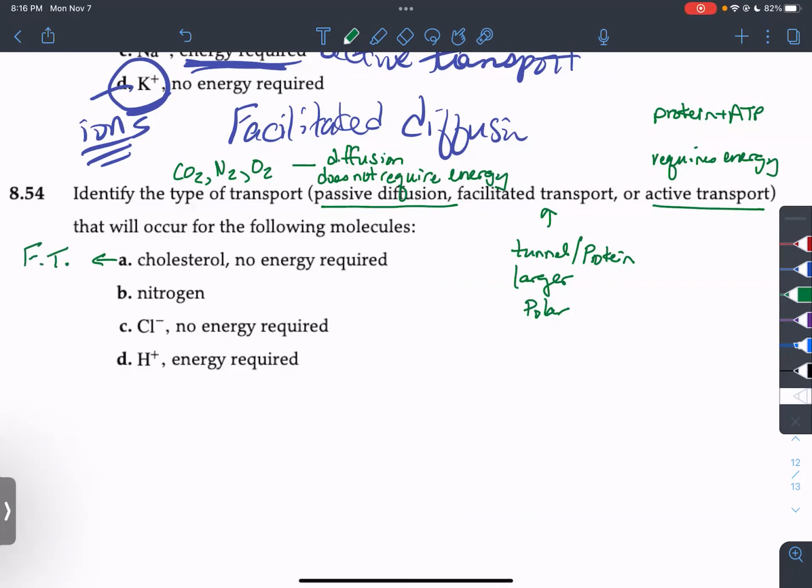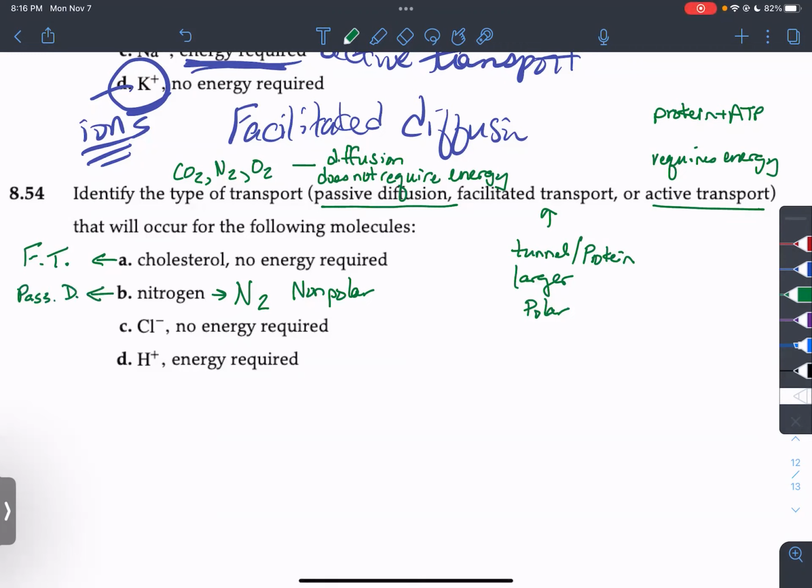Okay, nitrogen. Remember, nitrogen is one of those diatomics that exist as N2. And so N2 is one of those non-polar molecules that doesn't require anything. So this is actually passive diffusion.